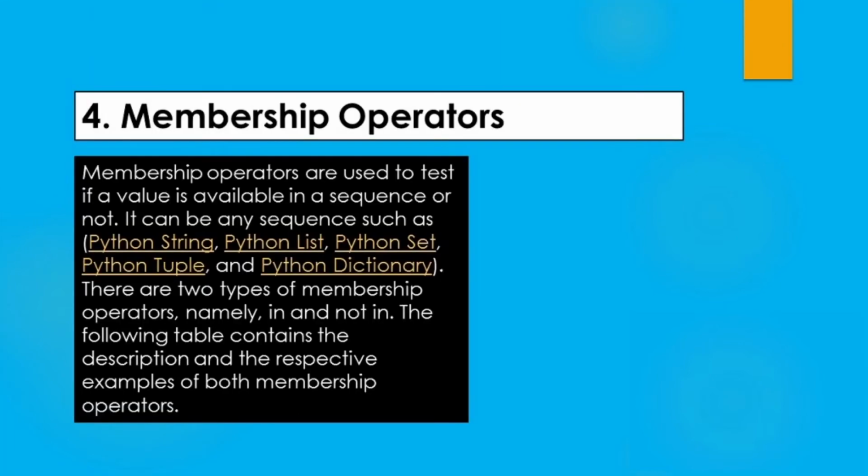Now I am going to discuss membership operator. Membership operator is used to check whether a value is present in the sequence or not. Depending on the availability of the value in the sequence, it returns either true or false. There are two membership operators. First in, second not in.